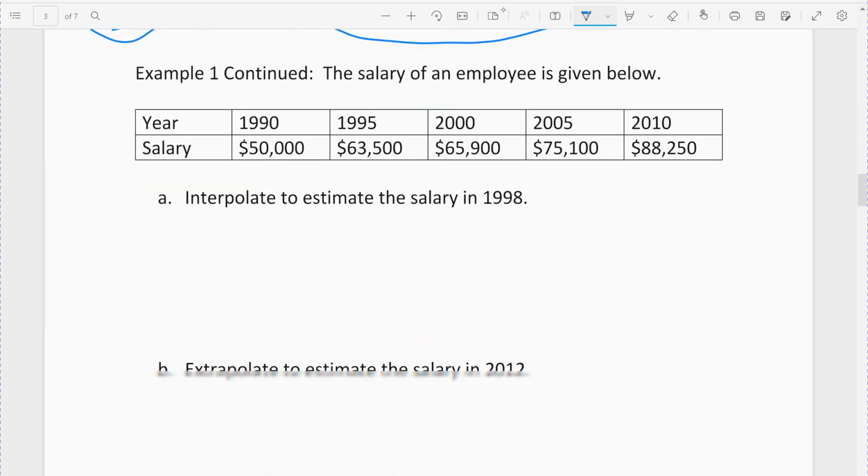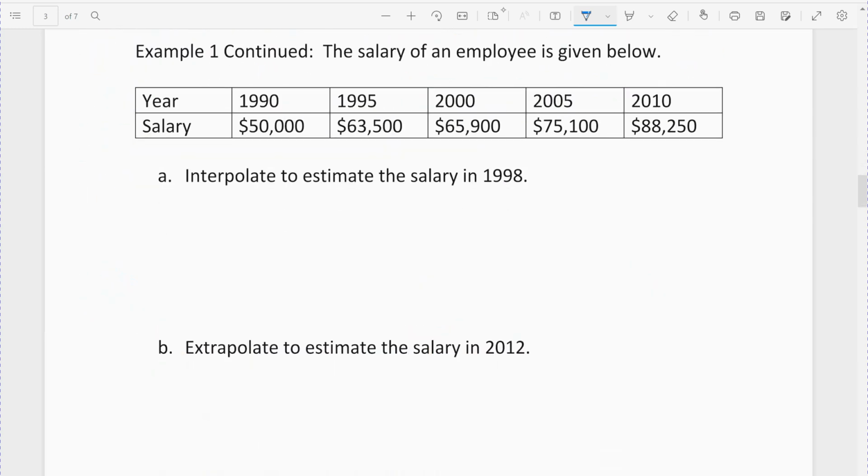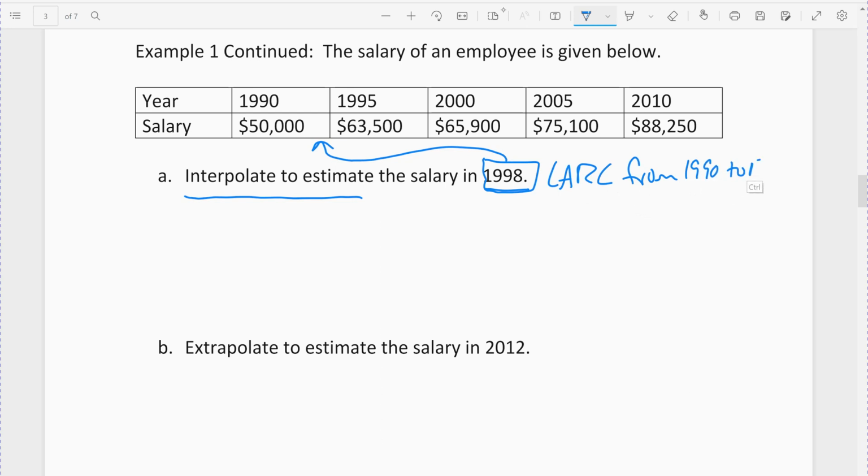All right, so example 1. Suppose that we know, again, it's the same salaries we had in the previous example. So the salaries from 1990 to 2010. Use the interpolation to estimate the salary in 1998. So 1998, we got to find what two values is it between. 1998 is between 1990 and 1995. So we're going to use the average rate of change from 1990 to 1995, which we found on the previous page.